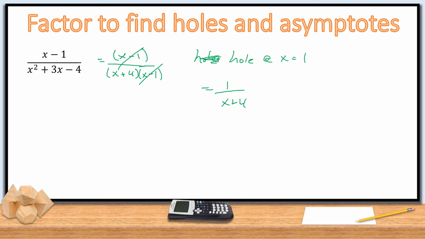Now, x plus 4 is still in the denominator, so we're not done yet. There's still a potential value of x that would result in 0, and that would be at x equals -4. So since it can't cancel, we would say there is also an asymptote at x equals -4.